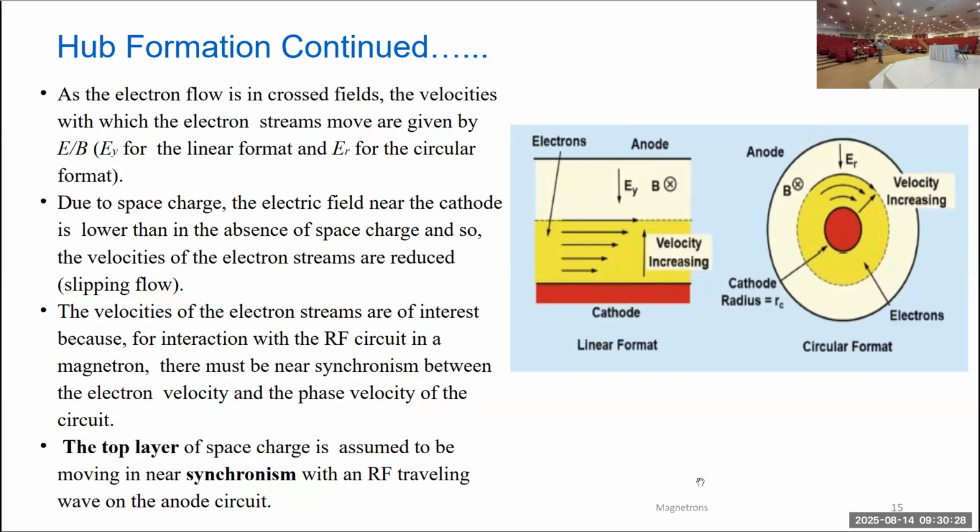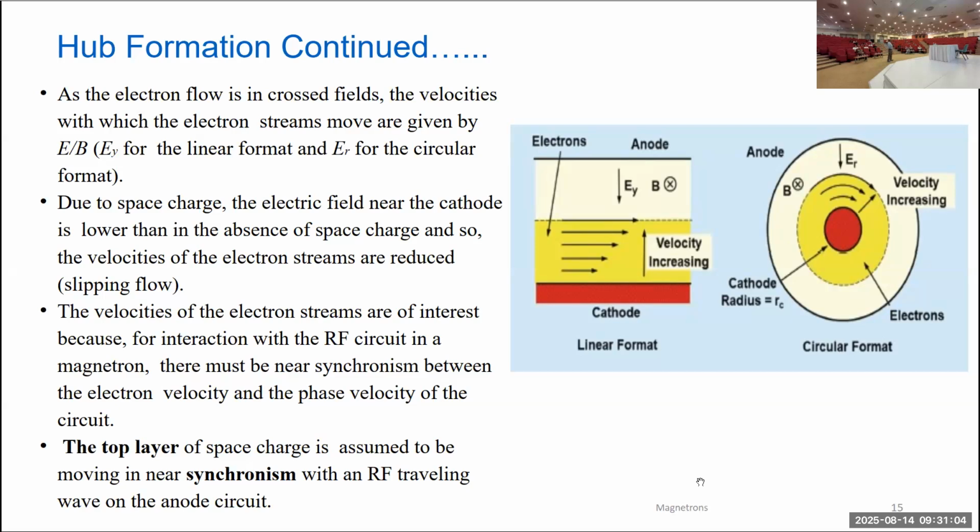Due to space charge, the electric field near the cathode is lower, because this space charge shields the electric field near the cathode, and the electrons near the anode see more electric field. So what happens then? Those which are near the cathode have their velocities decreased. They are slipping. This flow is called slipping flow.